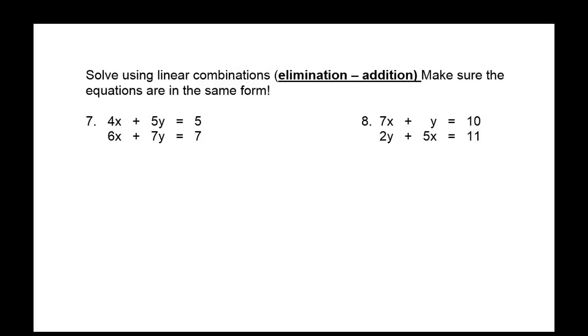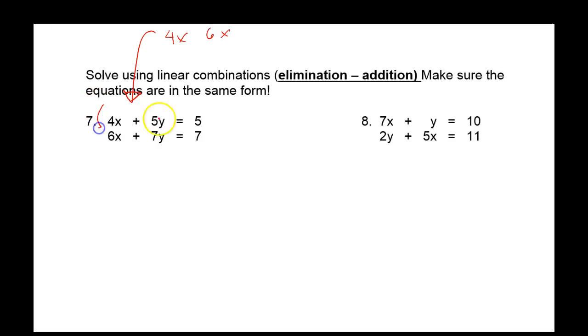Ooh, these are a little crazier. All right, let's look at this one here. We need one of these variables to have the same number, different sign. Well, I could attack either of these to eliminate, but I'm going to look at the 4x and the 6x. I could actually get both of those easily to be a 12x, couldn't I? It's kind of like finding a least common denominator. And I need one of them to be a negative 12x.